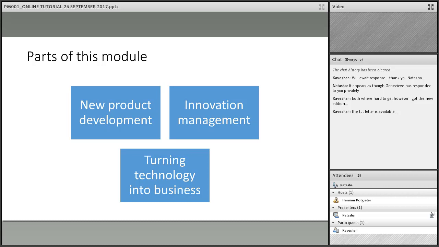Just as I've mentioned to you before, this isn't a module content presentation, but mainly an examination preparation presentation. Now, just briefly, what I'm going to cover is the parts of this particular module. You'll see in your learner guide, you've got three parts to the module. You've got new product development, secondly, innovation management, and thirdly, turning technology into business. It is important for you to know that no part or section is more important than another.